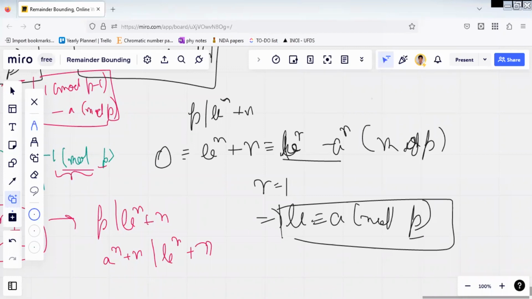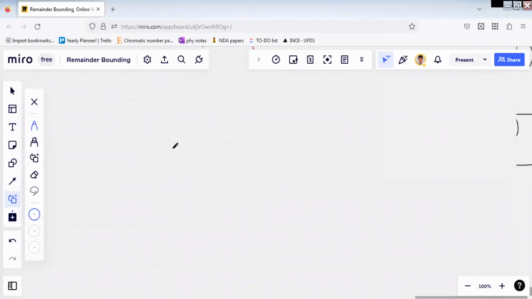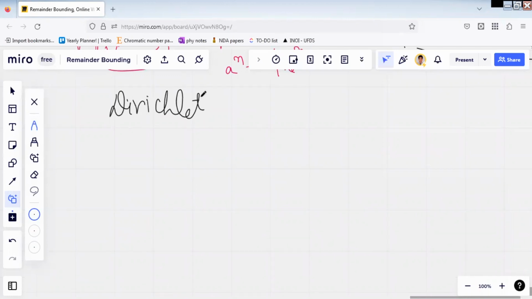Okay, we'll do one last problem. We haven't done any FE, so this is the FE we'll do. Okay, before we do that, do you know the Dirichlet theorem?